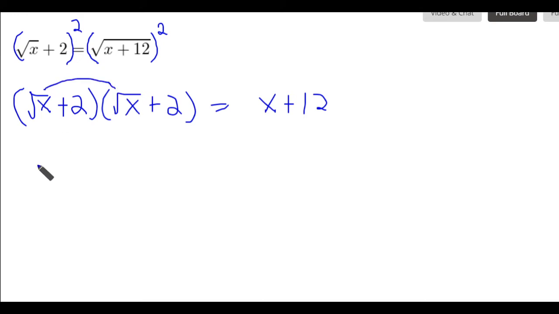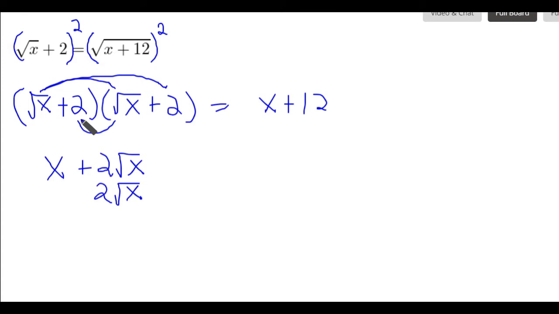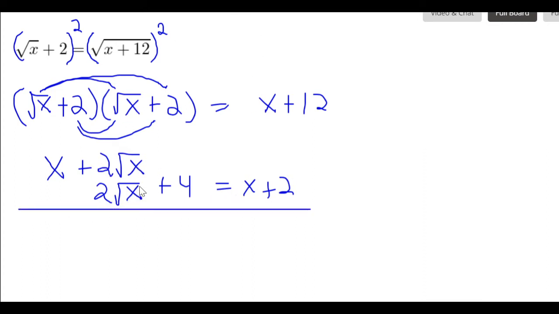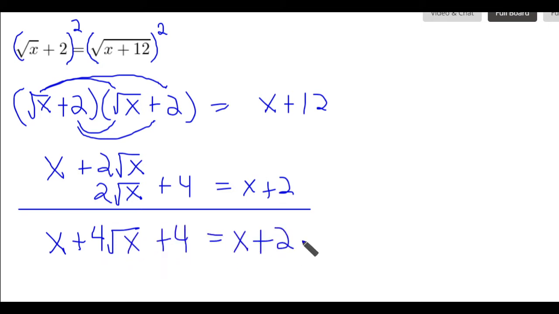So root x times root x is x. Root x times 2 is 2 root x. 2 times root x is also 2 root x. And 2 times 2 is 4. So now I can combine my like terms. And you'll notice I just write these vertically. That's not for anything special. It's just so that I can see what is already going to be combined. So I'm grouping my like terms like that. So I have x plus 4 times the square root of x plus 4 equals x plus 2.